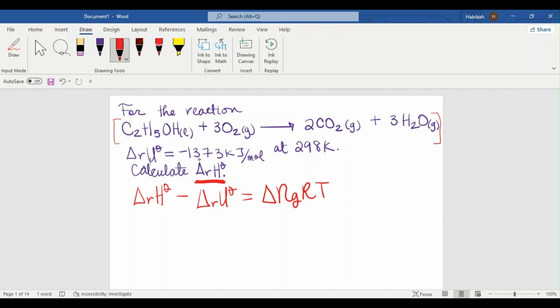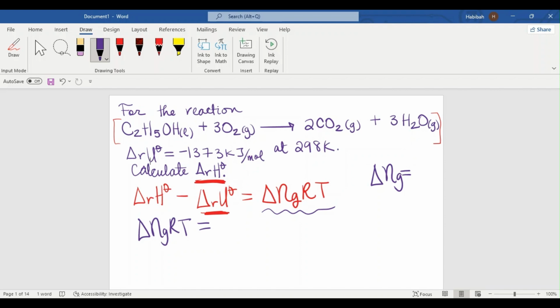So the first thing you do now is, since we already have been given this side of the equation, which is the change in internal energy of the reaction, and we're asked to solve for what is on the right, we need to determine what is on the right side of the equation. So first, note what this change in n is. The change in the number of gases is just for you to count how many gases for the product and how many gases for the reactants.